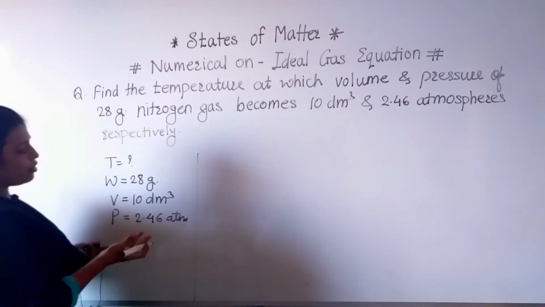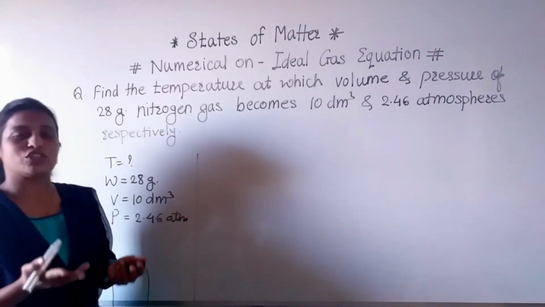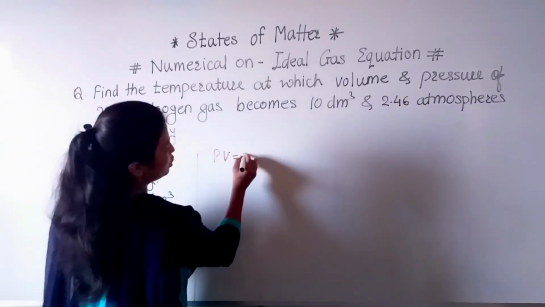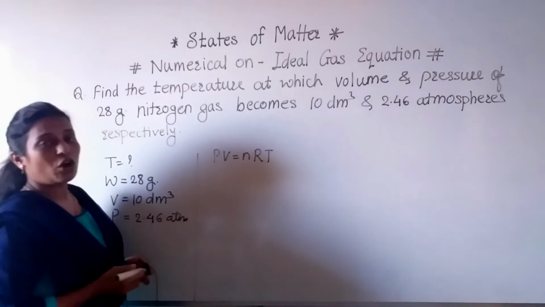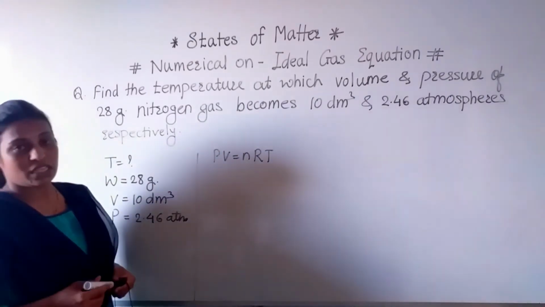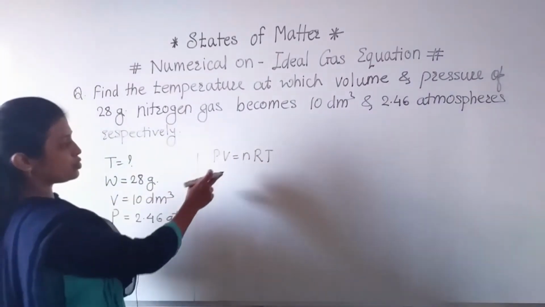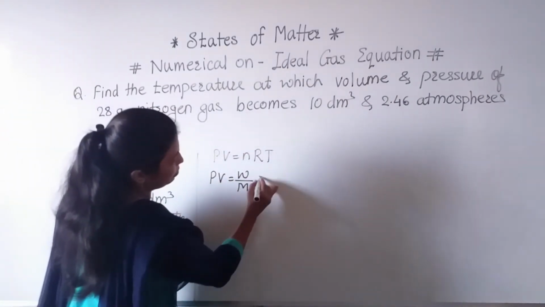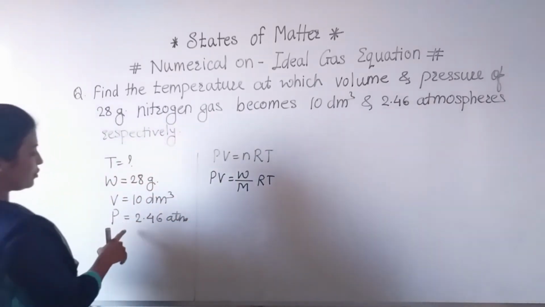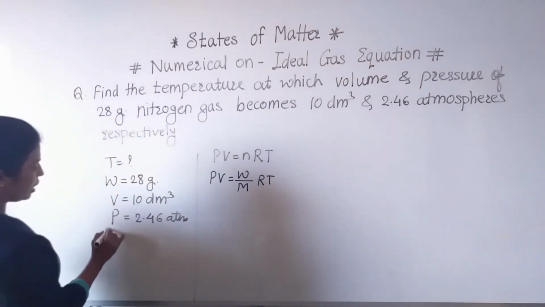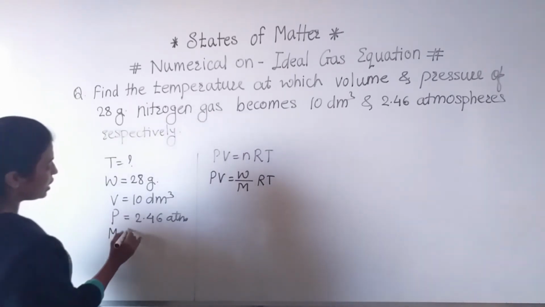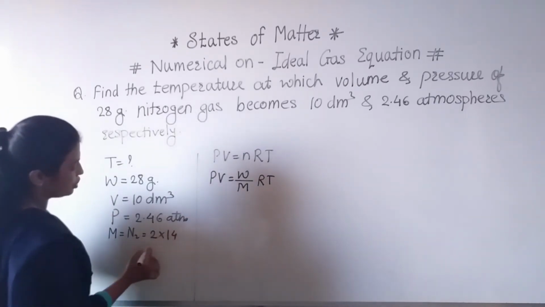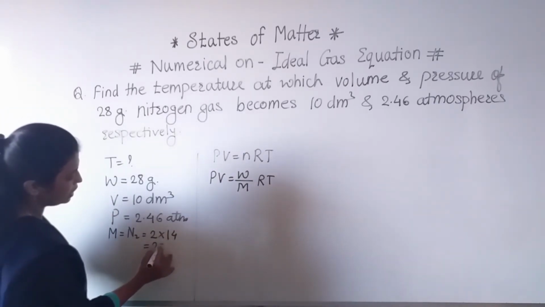So if they have given this much data, pressure and volume but not temperature, then which formula is there? The formula is PV is equal to nRT. But here they have not given the number of moles. Here they have given W, means mass. So what is the formula? Formula is PV is equal to W upon M RT. W they have given as mass; molar mass we will find out. N2 means 2 into nitrogen, its mass number is 14. So its molar mass is 28.